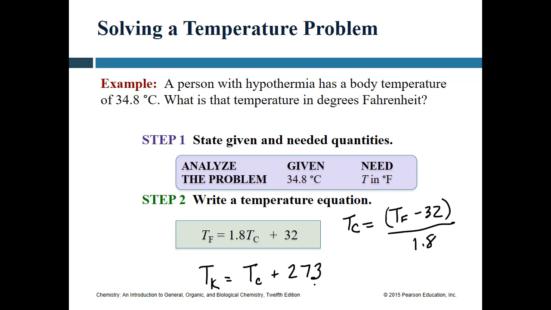And finally, if I wanted to do Kelvin, Kelvin is Celsius plus 273. And if I wanted to flip that around, then I would take the Kelvin and subtract 273.